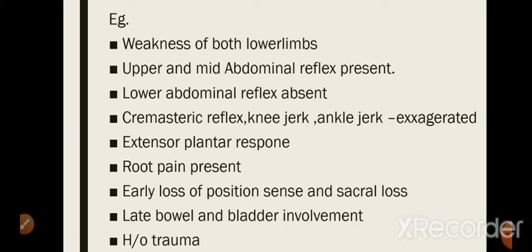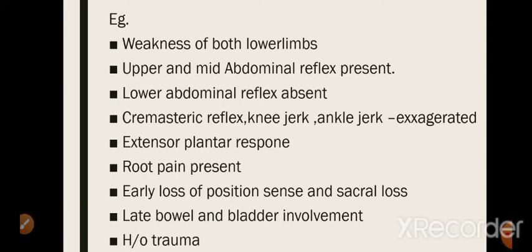Root pain is present. If it is a spinal cord cause, we have to find the level of the lesion and whether it is a compressive or a non-compressive cause. As root pain is present, it is most probably a compressive cause. Early loss of position sense and sacral loss, and late bowel and bladder involvement, indicate that it is an extramedullary, extradural cause. And there is history of trauma also.